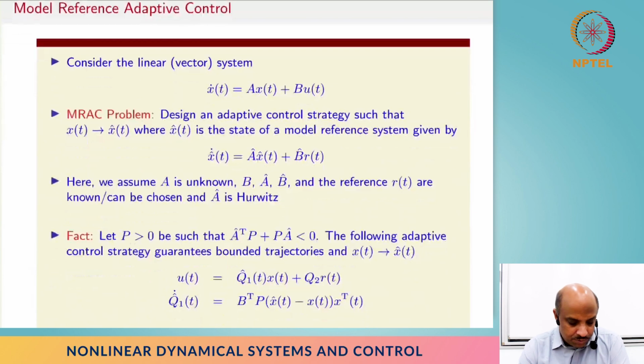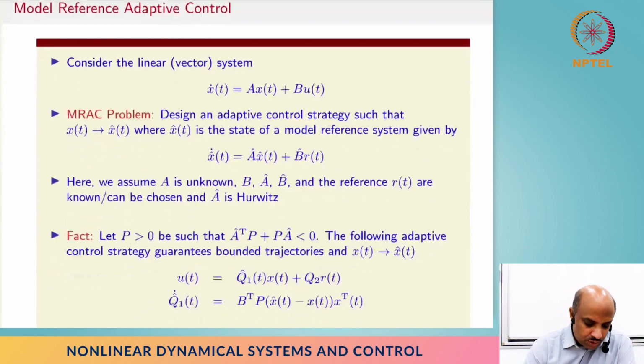So all the assumptions are made. The assumptions are basically A is unknown, right? It's completely unknown, constant, but it's unknown. B is known. A hat and B hat are also known, okay, and A hat is chosen to be stable and things like that. So the corresponding Lyapunov function comes from this matrix P, and the following adaptive control strategy actually guarantees convergence of x going to x hat, where u is something, right?